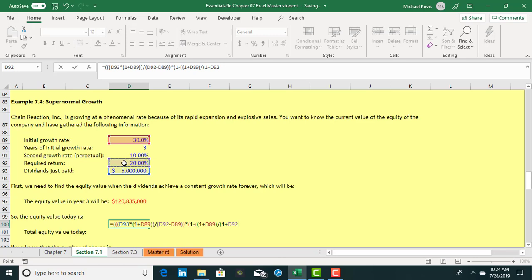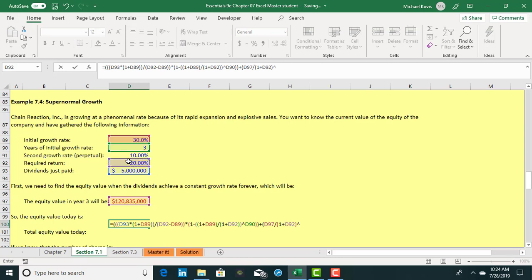Oops. Should be in that cell. There we go. So we're willing to pay $87,569.44. And if we have 20,000 shares, equity value divided by number of shares, we can estimate that that share price will be $4.38. I should check and see how much time I have left on the clock.